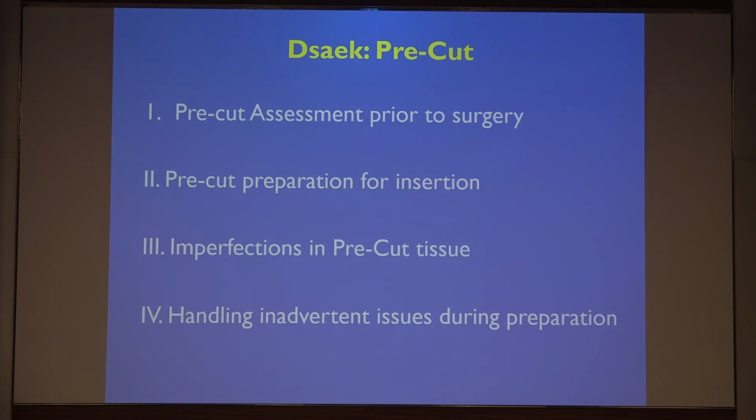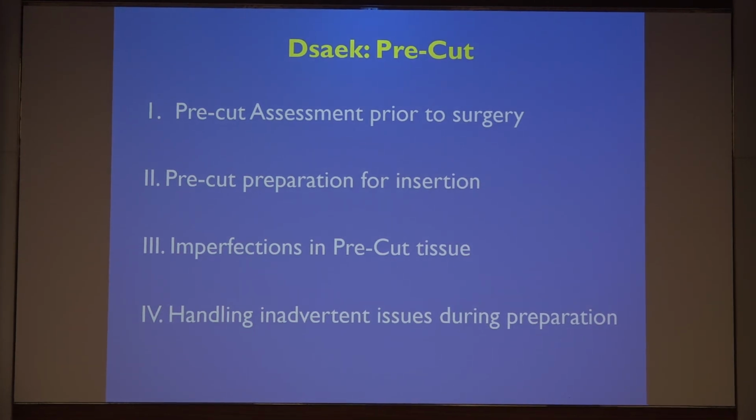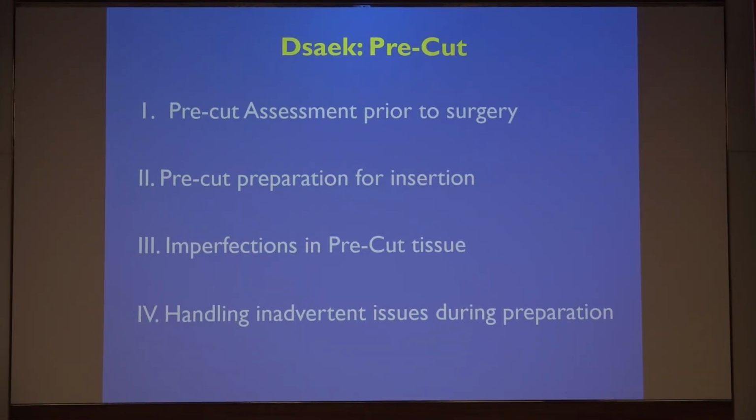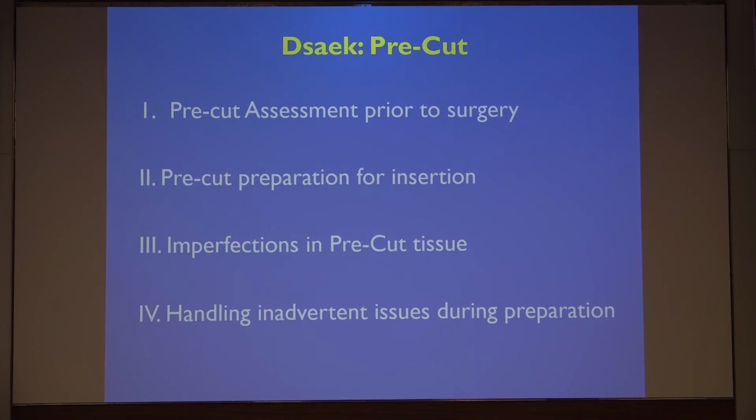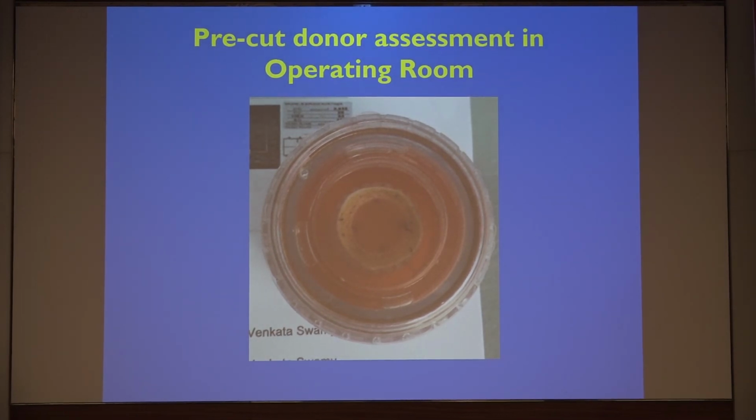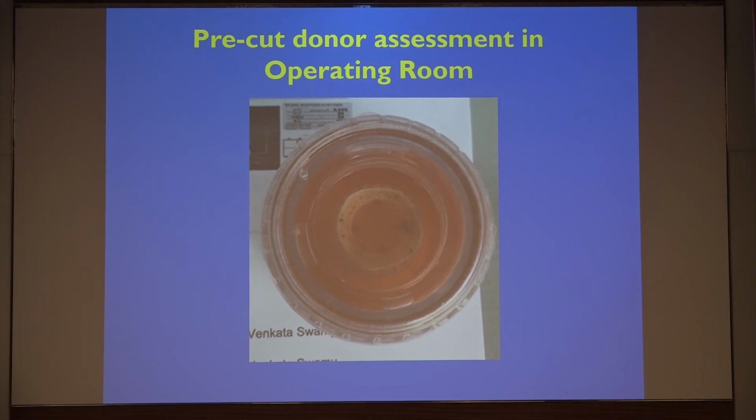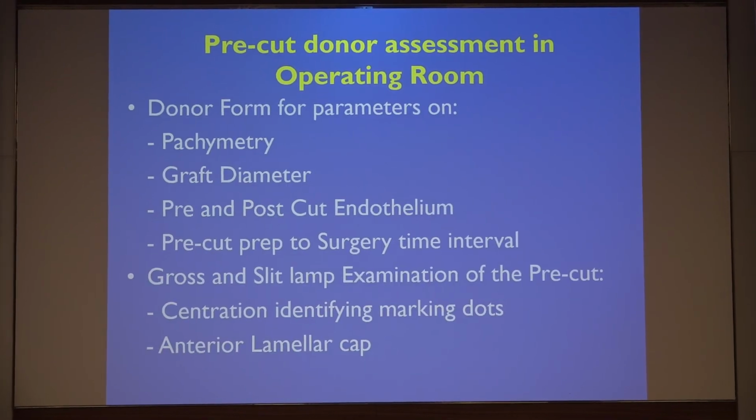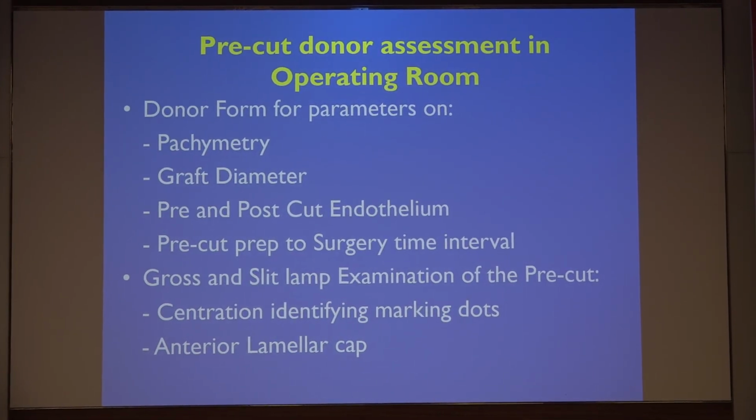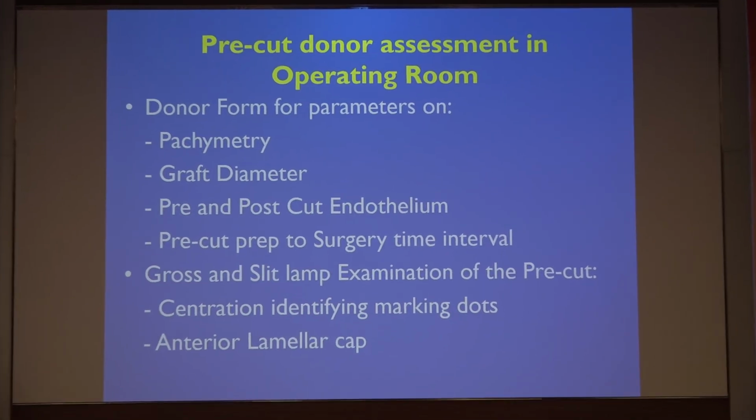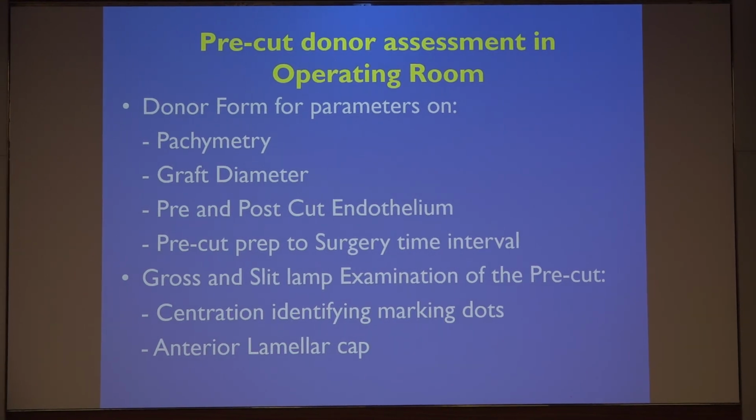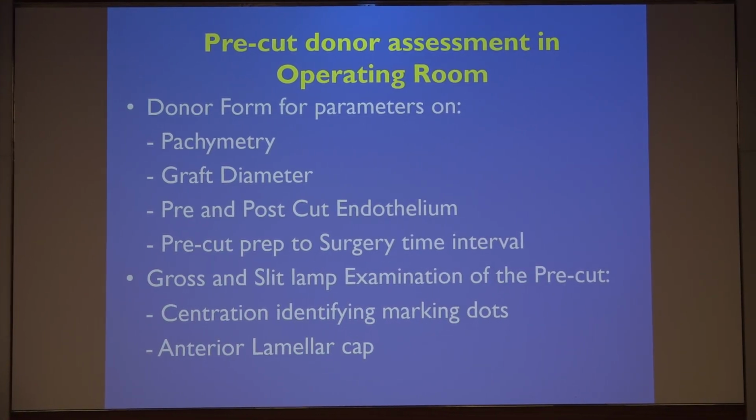Now I'll be covering this talk under 4 headings: the pre-cut assessment prior to surgery, which is relevant to the surgical outcomes; pre-cut preparation for insertion; imperfections which can happen in the pre-cut tissue; and handling inadvertent issues during the preparation. This is how the pre-cut donor looks when we get it from the eye bank. It will be in the viewing chamber with the cornea mounted in the guard in the center, and there are 4 marking dots to show the centration within which you have to be while trephinating. Pre-cut donor assessment in the operating room should include looking into the donor form, which includes parameters such as pachymetry, graft diameter, pre and post-cut endothelium, which is done as a protocol, and the pre-cut preparation to surgery time interval.